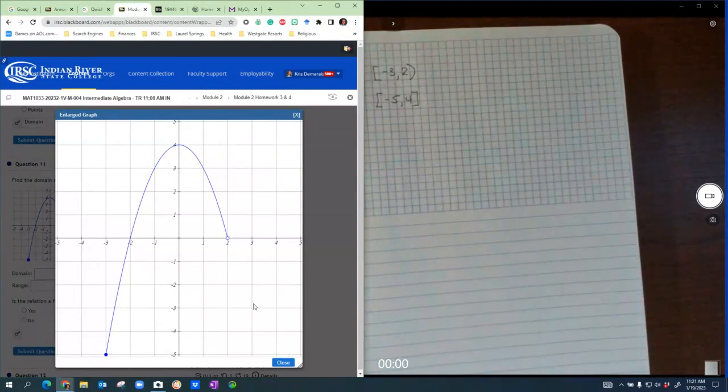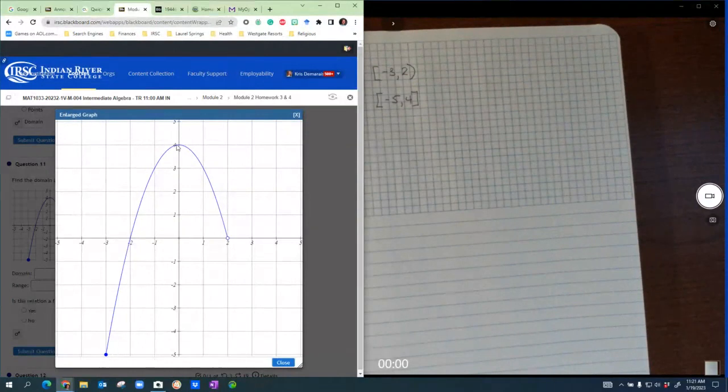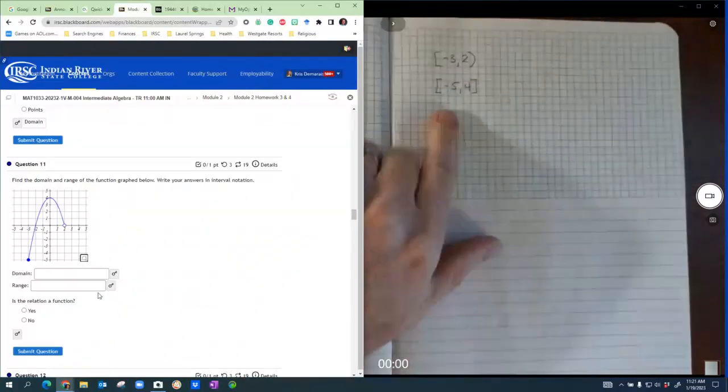So there's our answers for that. Now notice I didn't care much for the value of 2 when I was looking at the range. I cared about where it started and where it ended as far as the top goes. Okay? So those are the answers for that question.